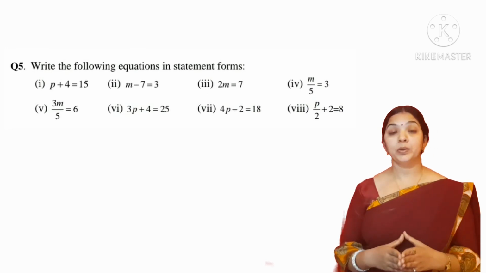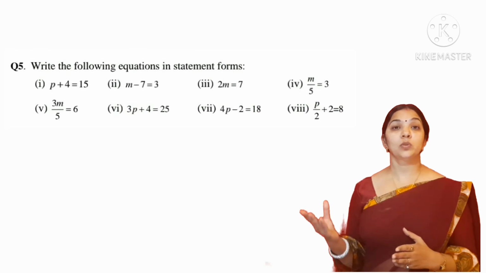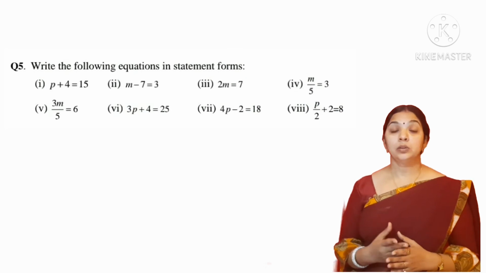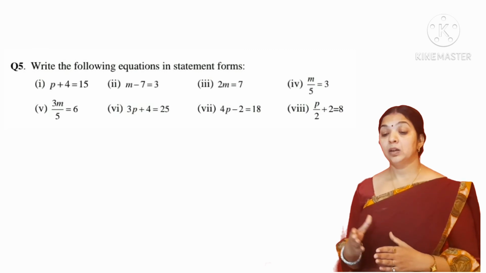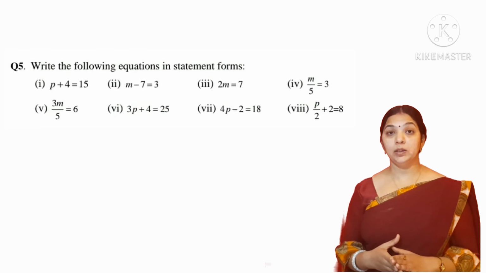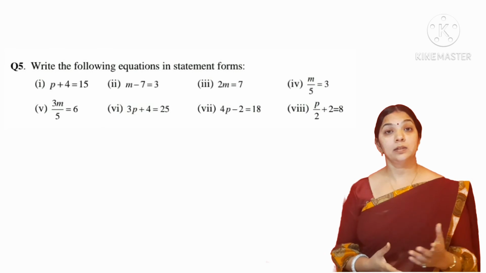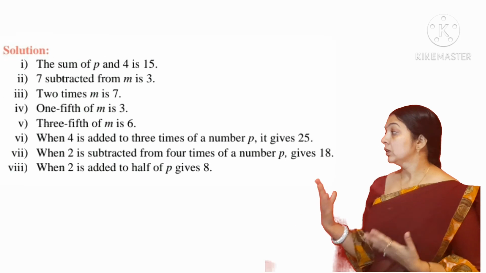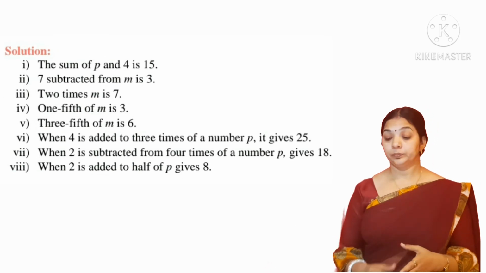3p plus 4 is equal to 25. That means 3 times of p when added to 4 gives us 25. 4p minus 2 is equal to 18. When 2 is subtracted from 4 times of p, it gives 18. p upon 2 plus 2 is equal to 8. Half of p added to 2 gives us 8. So this is how we can write the statements for the following equations. So you can form your own statement for that particular equation.